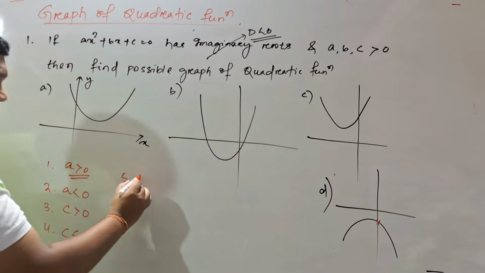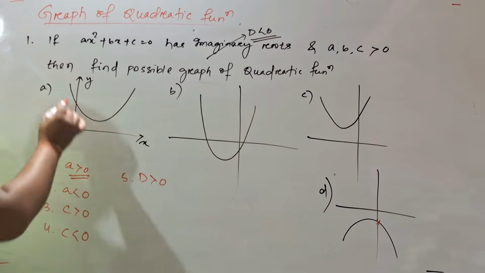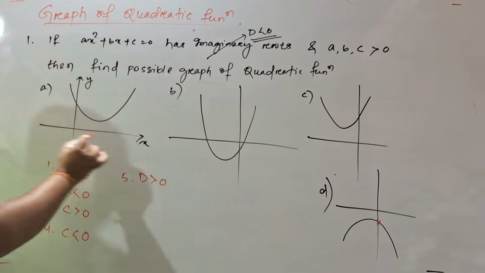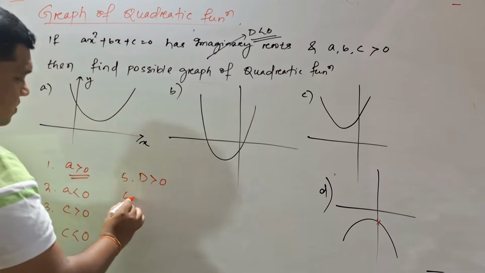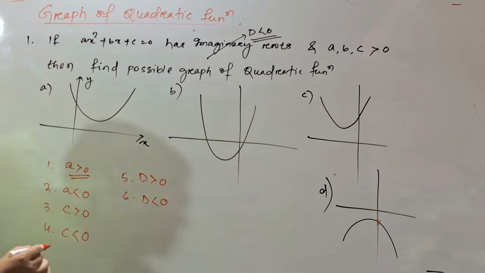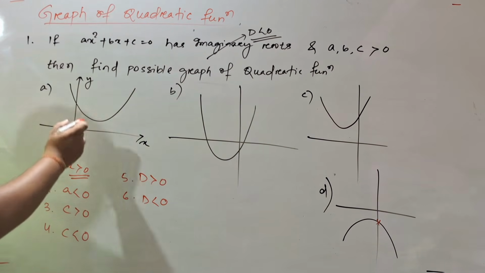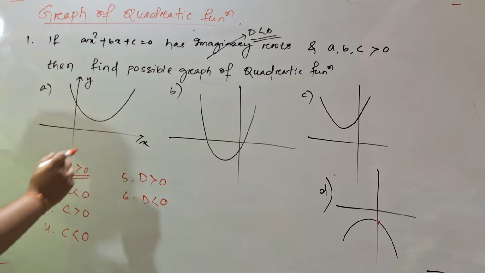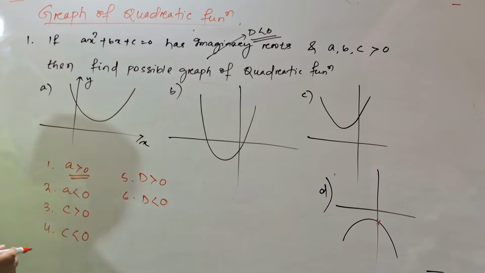Fifth one, when D is greater than 0, the parabola touches the x-axis. X-axis means real axis. When D is less than 0, less than 0 means imaginary. These are imaginary. The parabola does not touch the x-axis. For this one, imaginary roots.